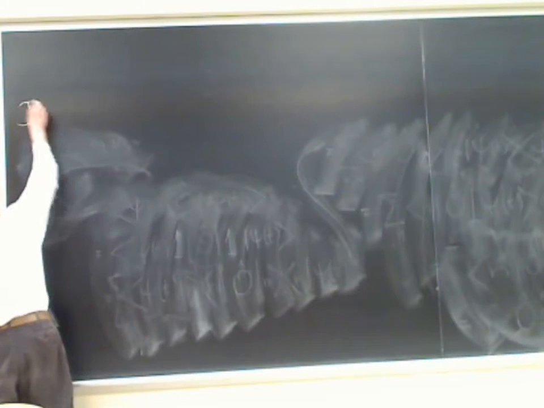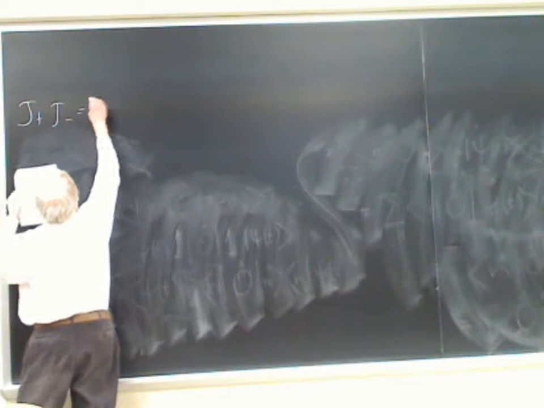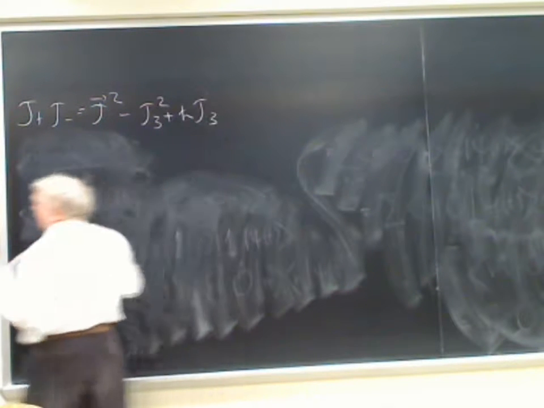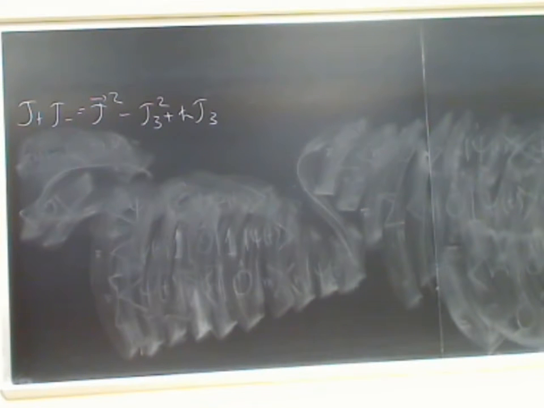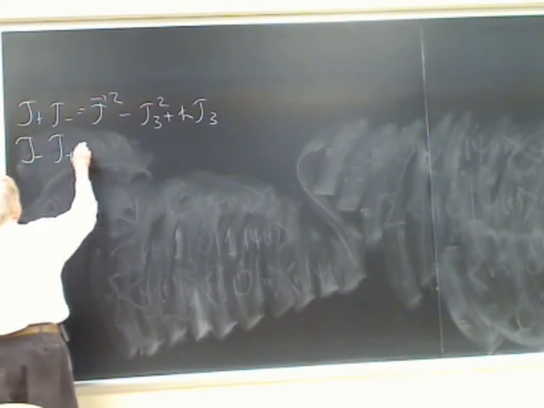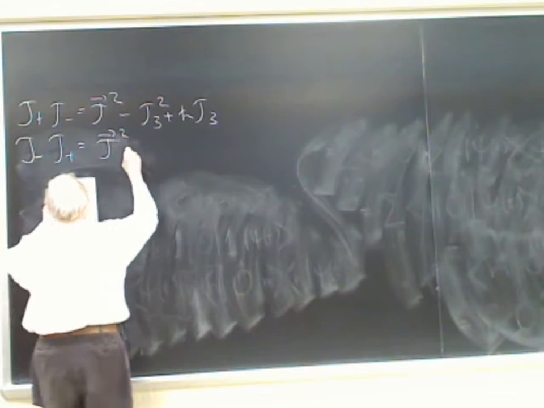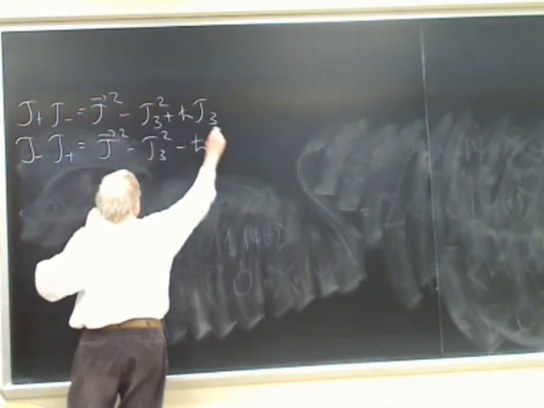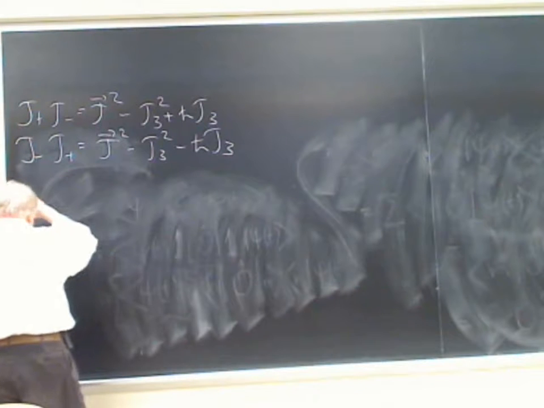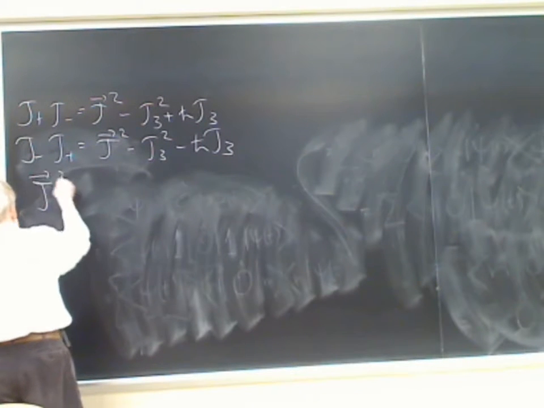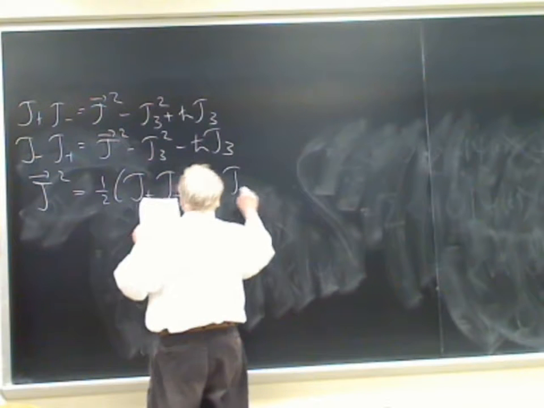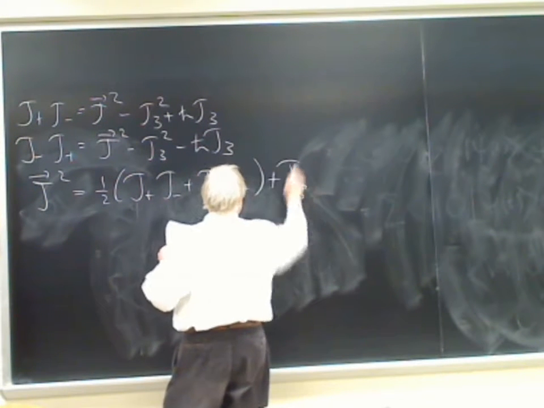Okay, so what we have is J plus J minus is J squared minus J3 squared plus h bar J3. So that's taking equations 9 and 10 and just adding and subtracting J3 squared. And J minus J plus is J squared minus J3 squared minus h bar J3. So these are important relations, and we can then rewrite J squared as 1 half of J plus J minus plus J minus J plus, plus J3 squared.